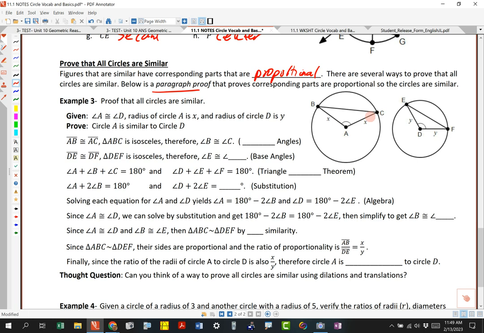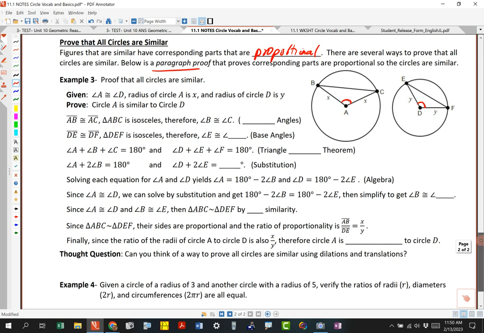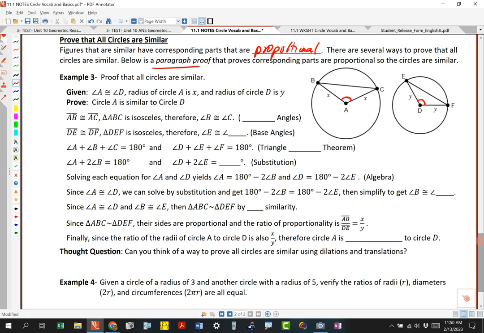So I've got two triangles. Again, we don't go by the way things look, but it looks like circle A is a little bit bigger than circle D. So here's what we start with. It says angle A is congruent to angle D. So those are already marked. I'm going to mark that again. We've got that for sure. And it says the radius of circle A is X and the radius of circle D is Y. And it says prove that circle A is similar to circle D. Now, all I want you to do is just kind of follow along with the logic here, and then I'm going to show you what I think is a much simpler way to do this.